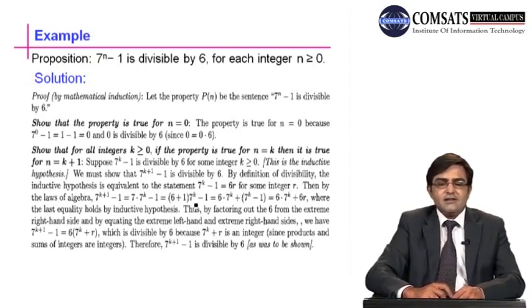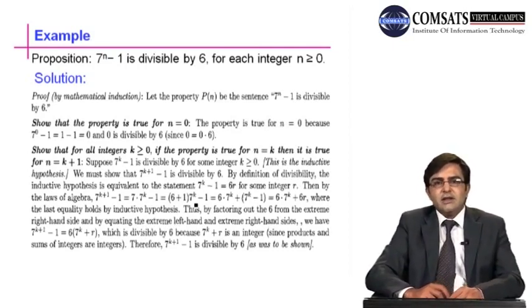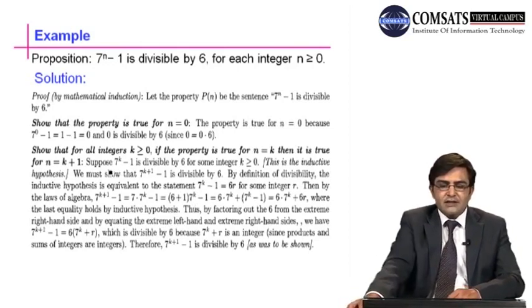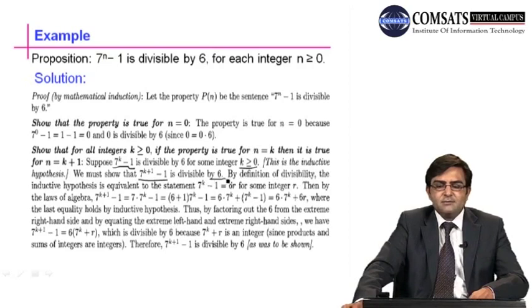And then we suppose that this property is true for n is equal to k, and we shall prove that this property is true for n is equal to k plus 1. Here we have supposed that this property is true for n is equal to k, that is 7 power k minus 1 is divisible by 6. This is true for all k greater than or equal to 0. And then we must show that 7 power k plus 1 minus 1 is divisible by 6.